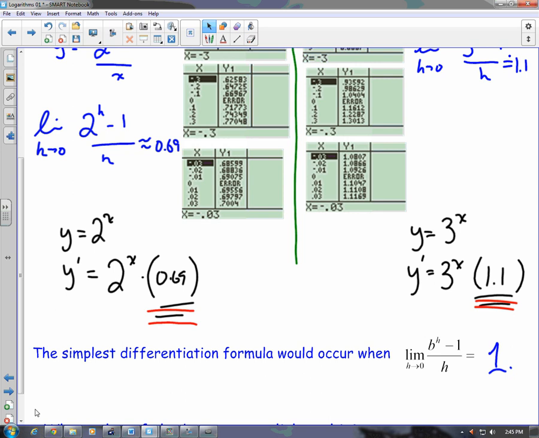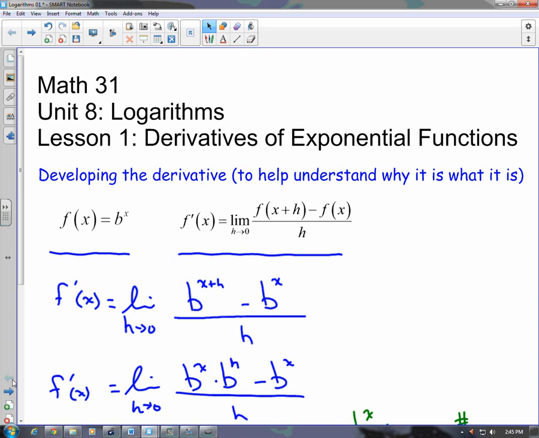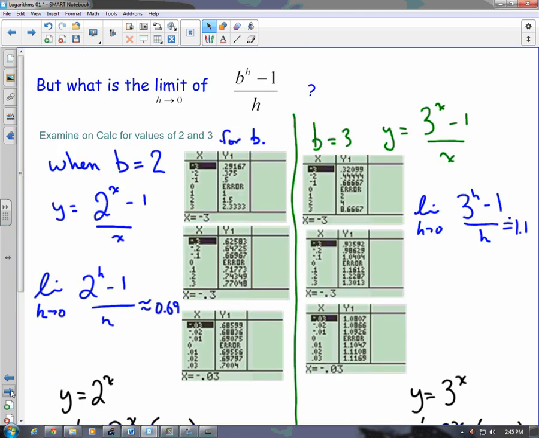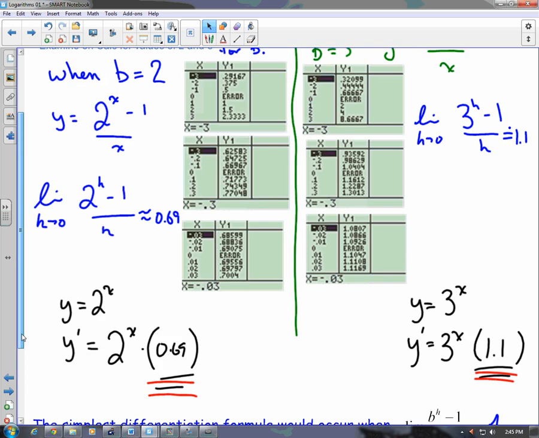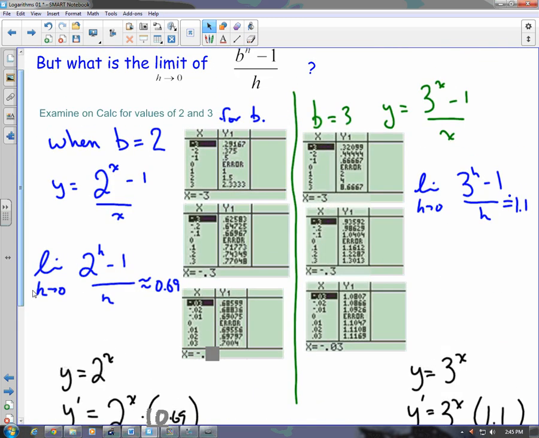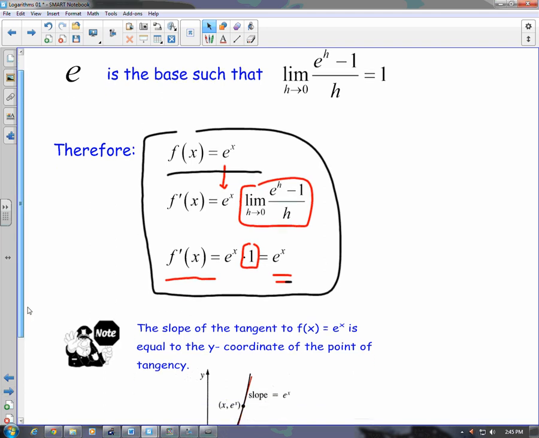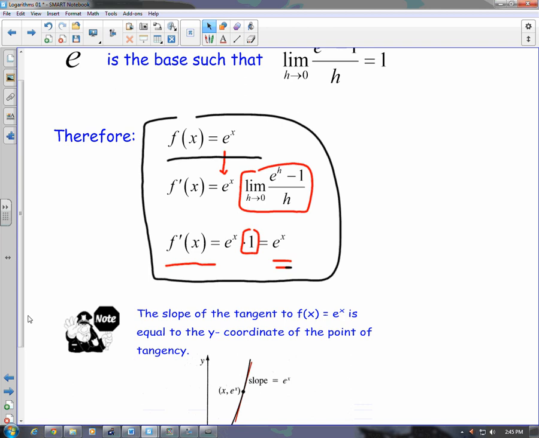I don't apologize. I hope that by developing this, you understand where the pieces of the derivative come from. If you want, you can watch this video again, maybe put yourself to sleep again. And you discover now where this e comes from, what this letter is. It's the letter so that when you look at its exponential function and you take the derivative, you get the exact same thing back.